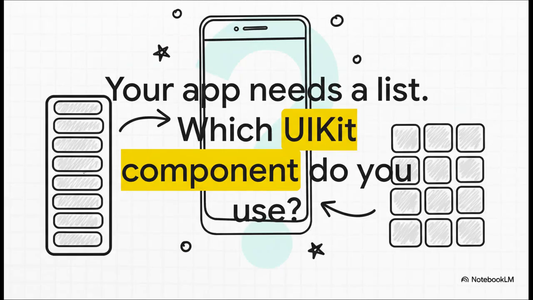So imagine this. You're building a new screen and you need to show a list of stuff. It could be anything, messages, photos, settings, whatever. You've got two main tools ready to go. So, which one do you grab? That's the exact question we're going to answer right now.